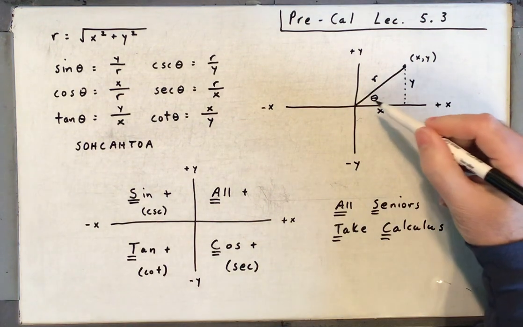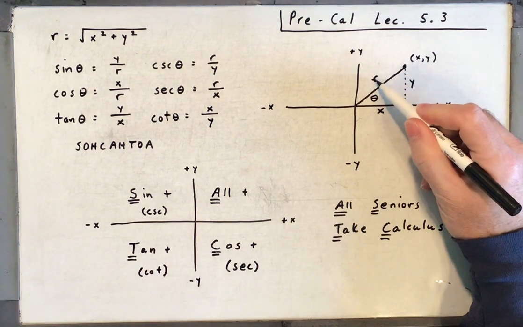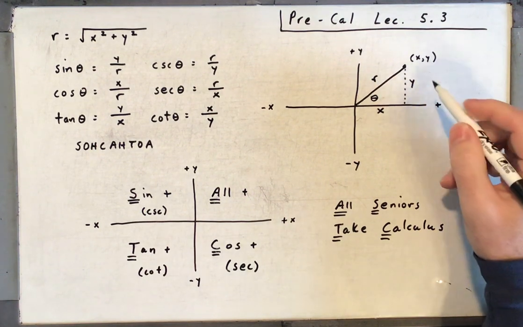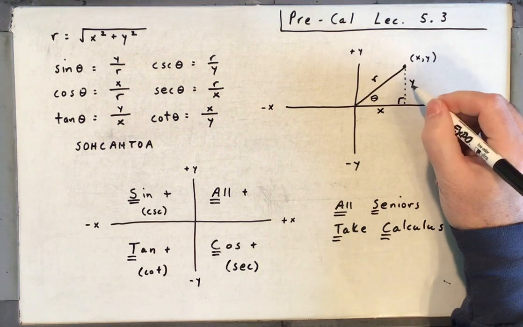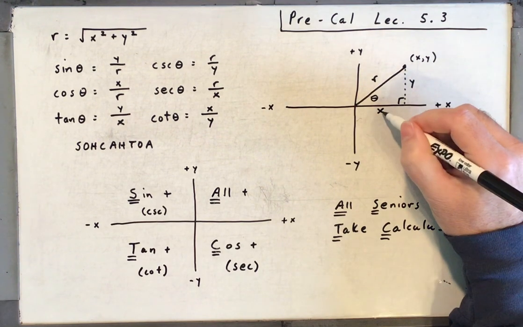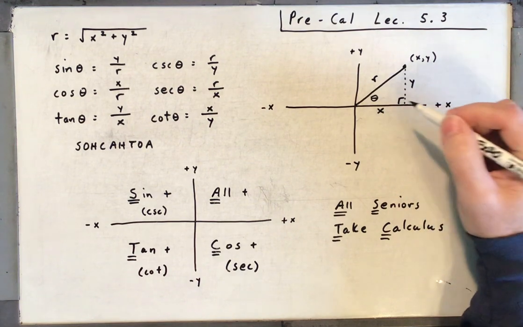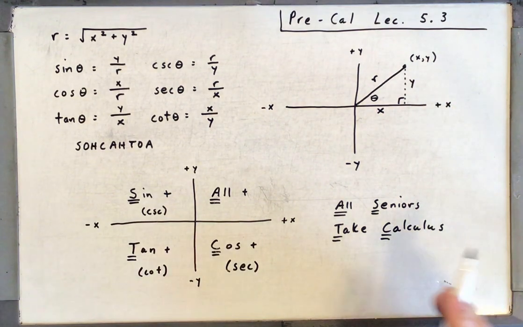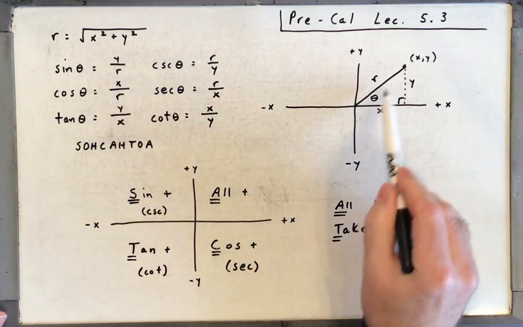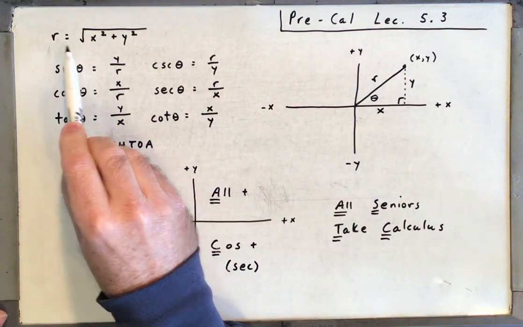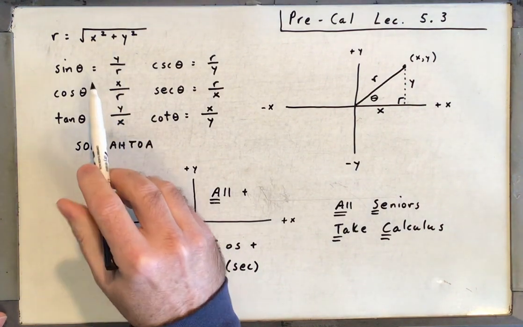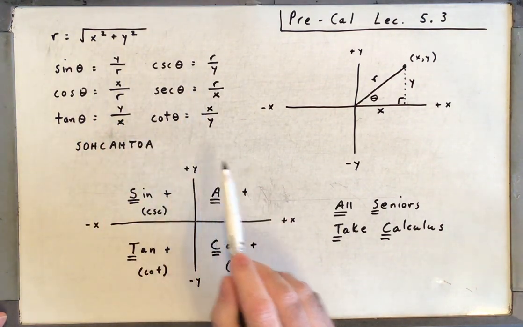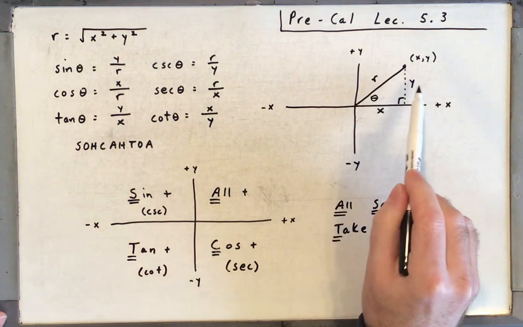And we drew a line from the origin to that point, and we called that distance r. And then we're going to make that into a right triangle. Okay, so we've got y, we've got x, and angle theta. We can express the length of r using the Pythagorean theorem: r equals the square root of x squared plus y squared. And we can express all six trig functions in terms of x, y, and r.